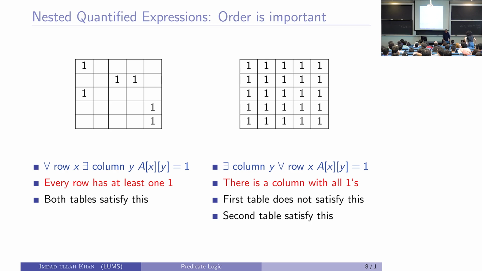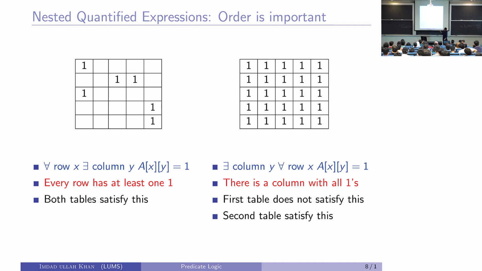Is it true about table 1? Do you agree with the translation? There is a column full of ones. That's what this statement says. Is it true about table 1? Is it true about table 2? Why is it true about table 2? Because column 1 has all ones, column 2 has all ones, column 3 has all ones. We have one example, that's good enough, right? You see the statements getting different? You see the statement getting true for one thing and not true for another thing?